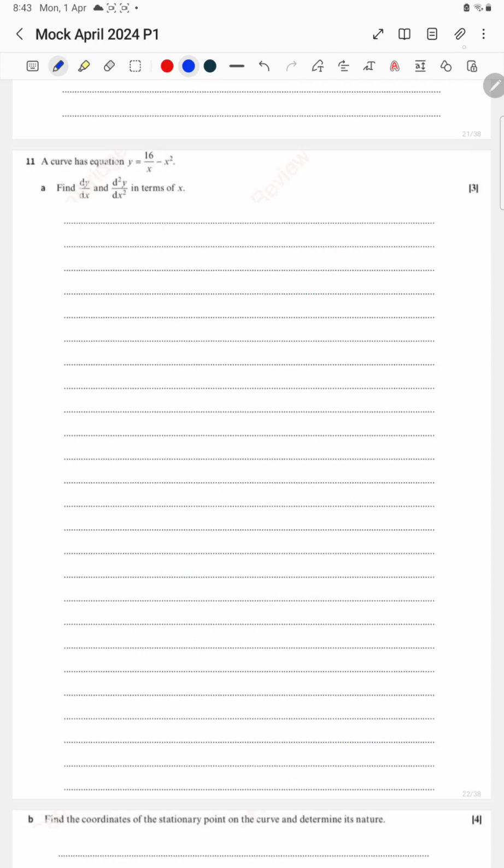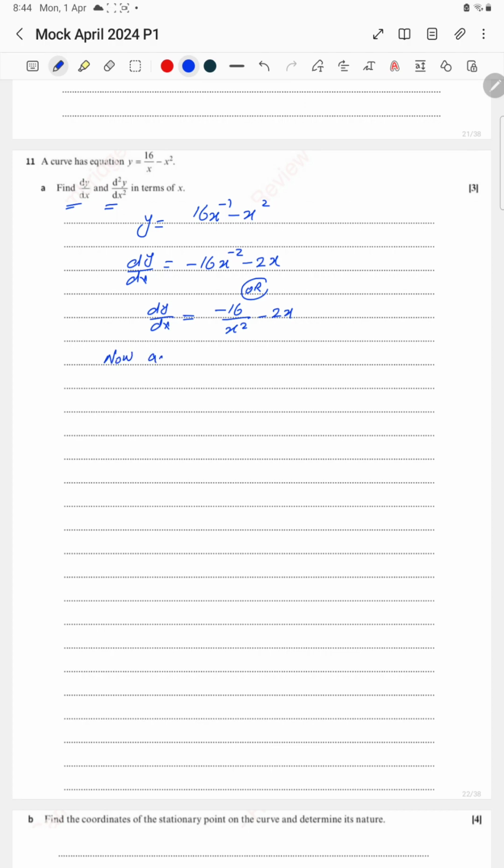Okay guys, here is question number 11. A curve has the equation y equal to 16x power minus 1 minus x power 2. We have to find the first derivative and second derivative. So dy by dx gives us minus 16x power minus 2 minus 2x, right? Okay, this is the first answer, or you can write it as minus 16 over x squared minus 2x. This is dy by dx.